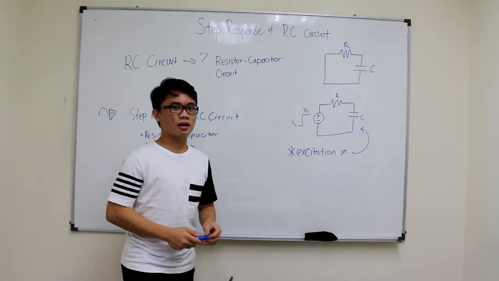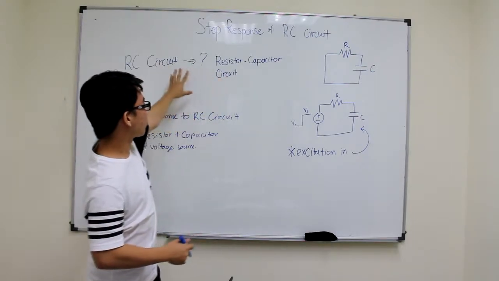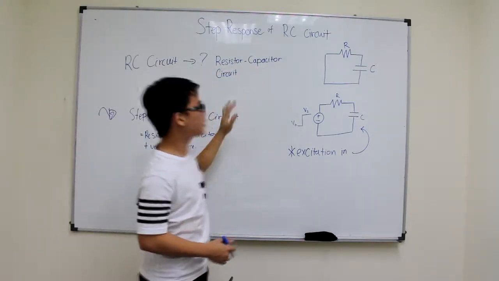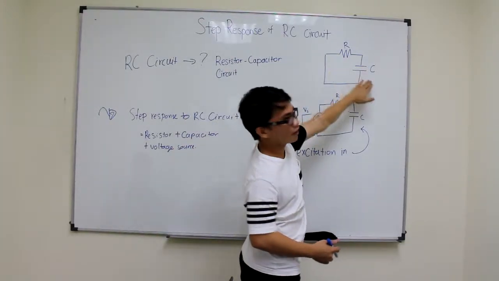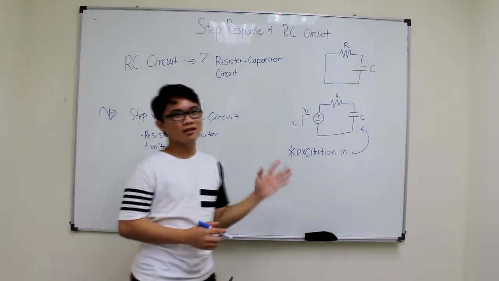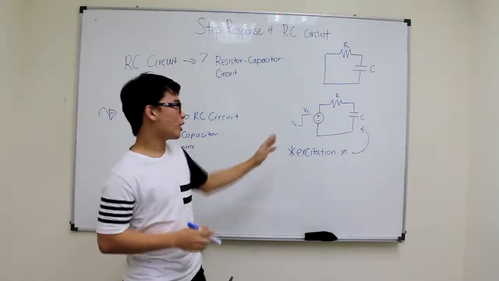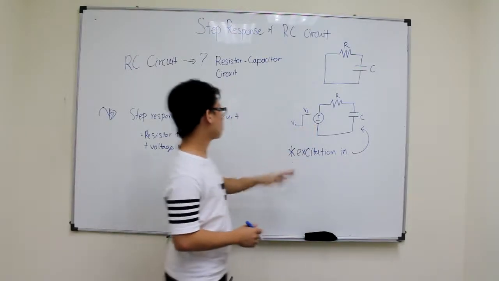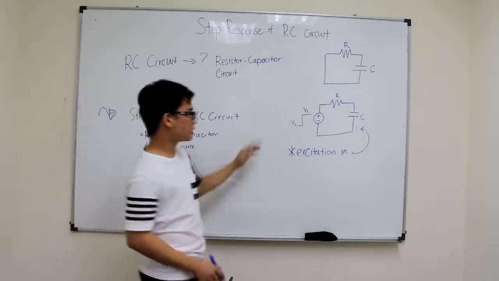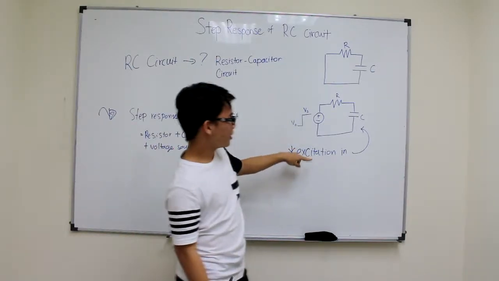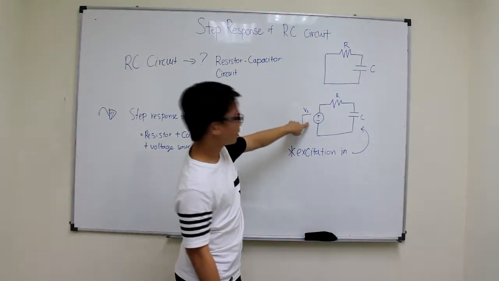What is an RC circuit? An RC circuit is a circuit composed of a resistor and a capacitor. As you can see, the circuit over here has a resistor and a capacitor, and it's the simplest type of circuit. But when you add a voltage source to it, it becomes a step response in an RC circuit, because the excitation in the circuit makes a sudden increase in the voltage.